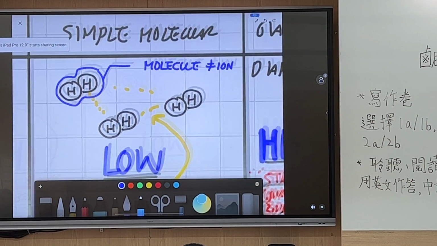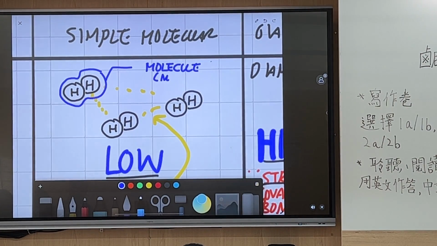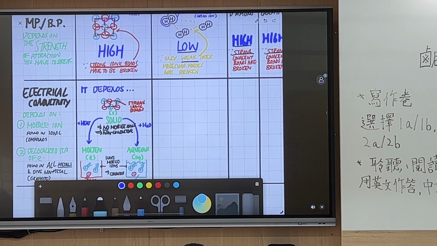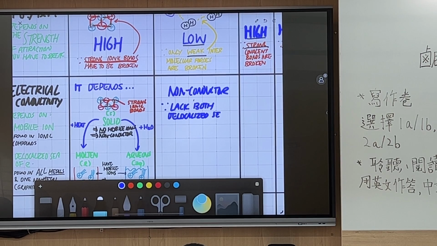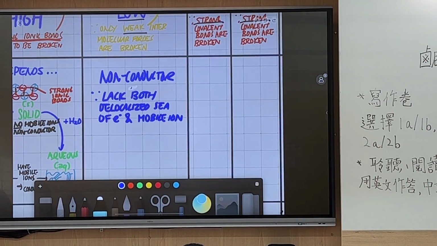Okay, so you see molecule is not an ion. So therefore they are not conductive, okay, usually. So therefore you can say electrical conductivity, no. So they are non-conductor, or just write non-conductor. So non-conductor because they lack both delocalized electrons and mobile ions. They lack both. So they can't be conductor.